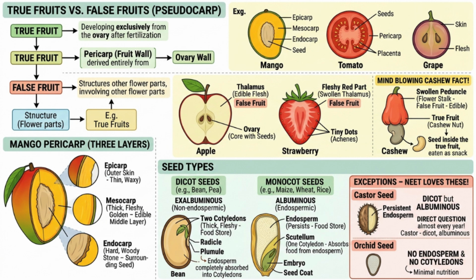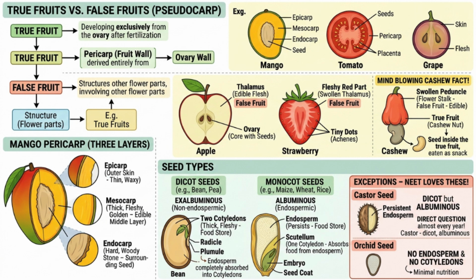The tiny dots on the surface are the actual fruits, the achenes. Cashew, this one blows minds every year. The big, fleshy red or yellow structure you see hanging is the swollen peduncle, the flower stalk. It is a false fruit. The actual true fruit is the cashew nut hanging from the bottom of it, so what you eat as a snack is the seed inside the true fruit. The juicy part above is the false fruit.